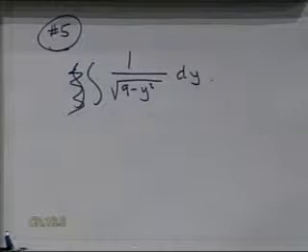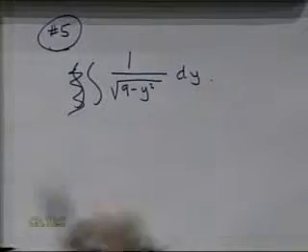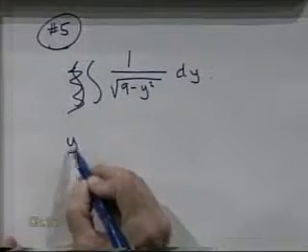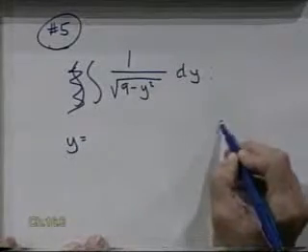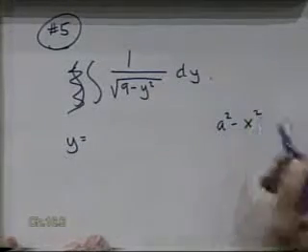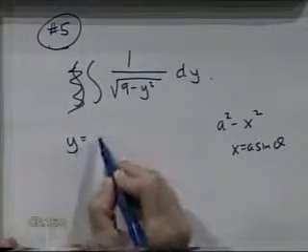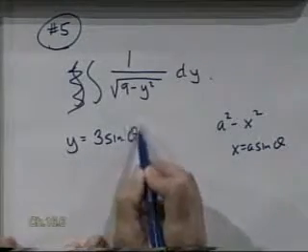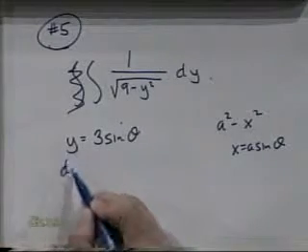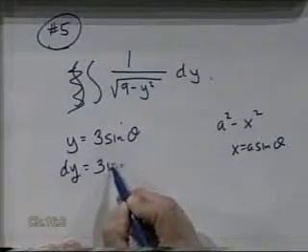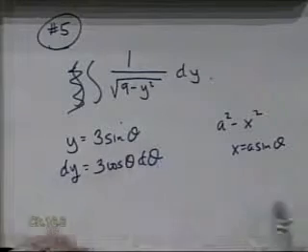Trig substitution, people. You might want to go back and review your trig substitution. With this one, remember when it was in the form of a squared minus x squared, you let x equal a sine theta. So your y is going to be 3 sine theta here. So your dy is going to be 3 cosine theta d theta.